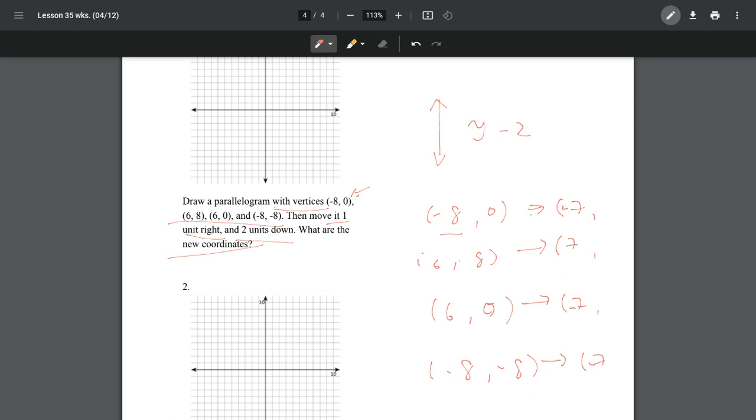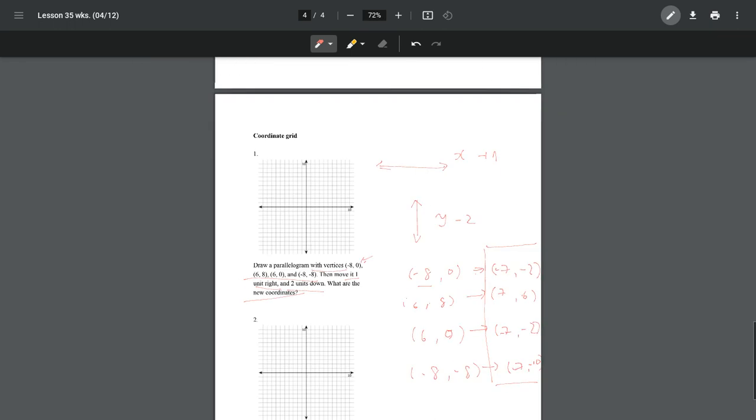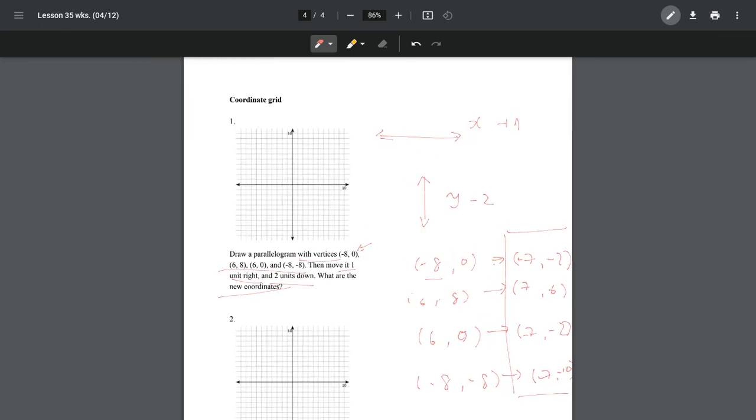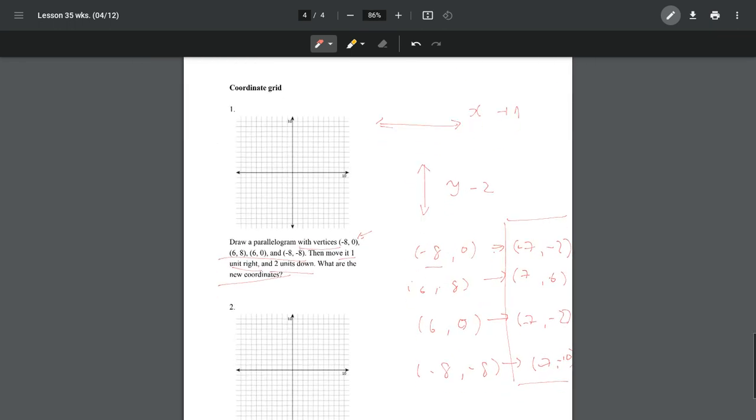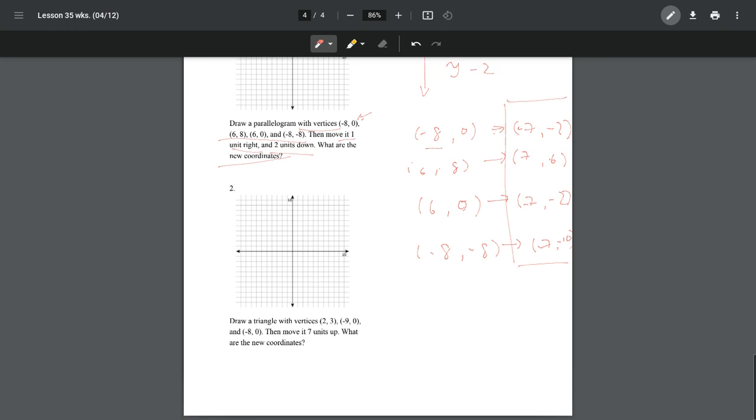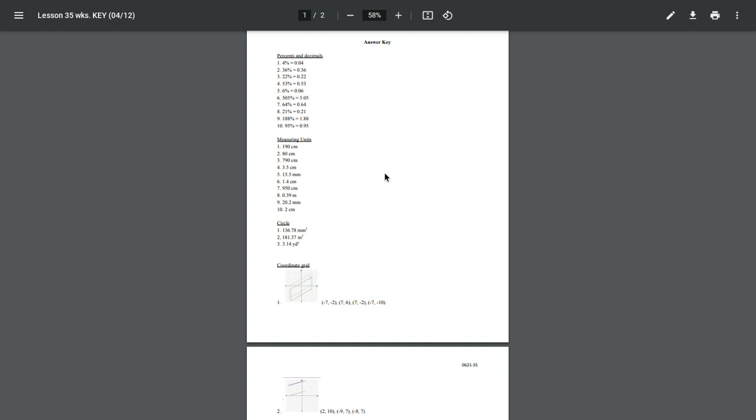Okay? And then for our y values, we're going to subtract 2. So that's -2. We subtract 2 from 8, that's 6. That's -2. And then that is -10. And so there we have our new coordinates. So go ahead and plot them, and then draw a parallelogram, and do the same with number 2. Okay? And so here are your answers.